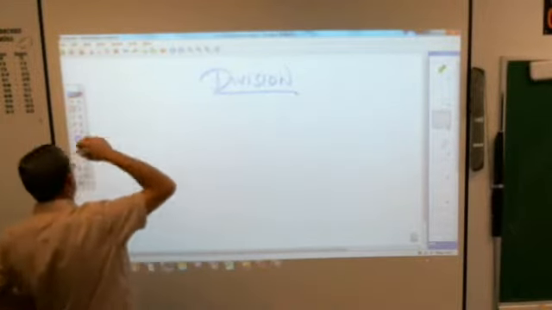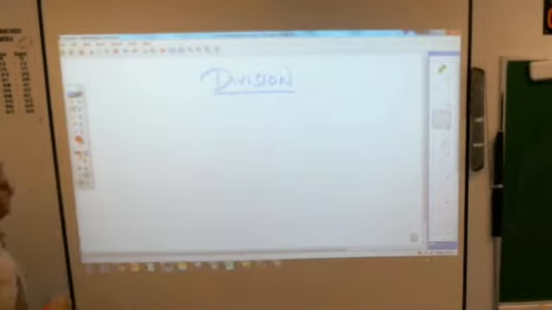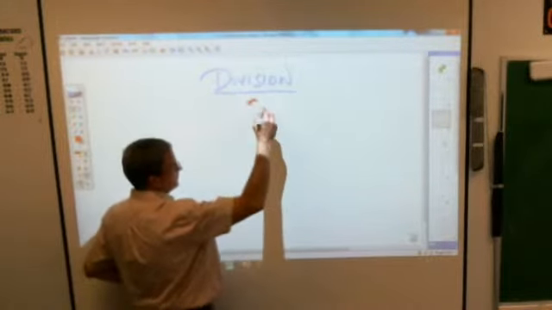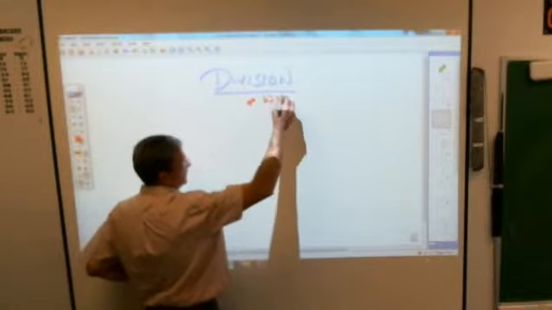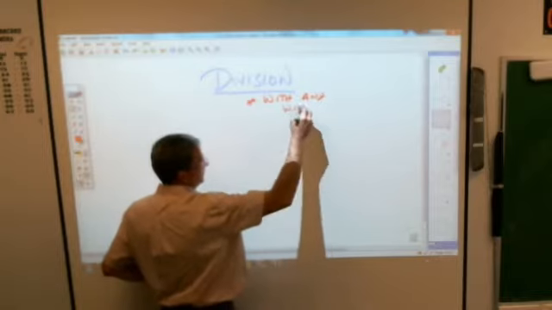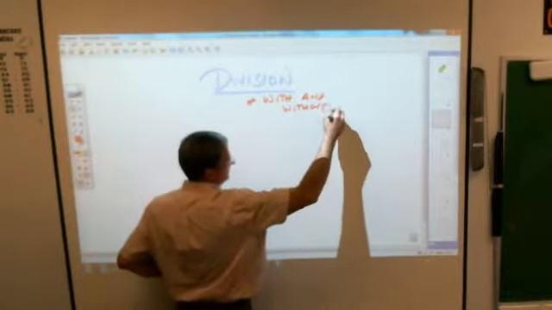If you don't have the vision notes, which you should, you can start new ones here. But here's the deal with the vision. Today we're looking at the vision, but we're adding a little bit of something to it. The little subtitle is with and without remainders.